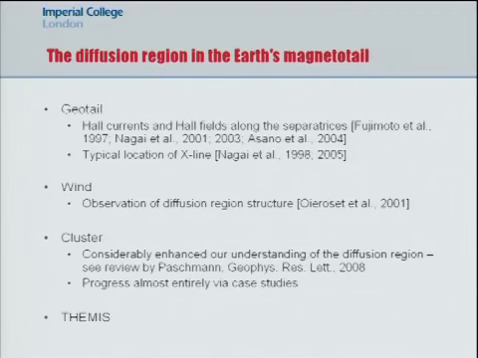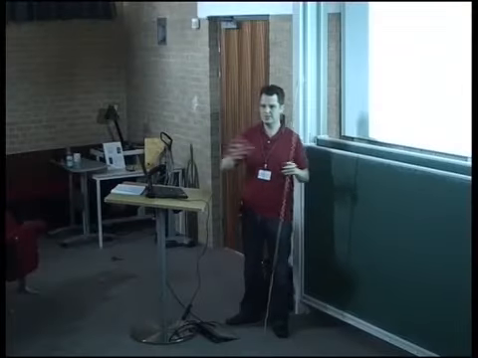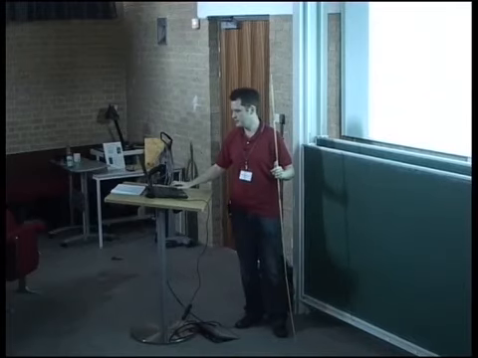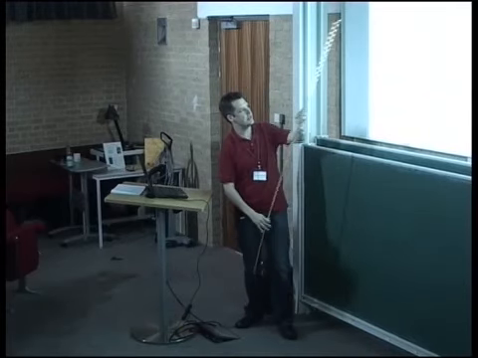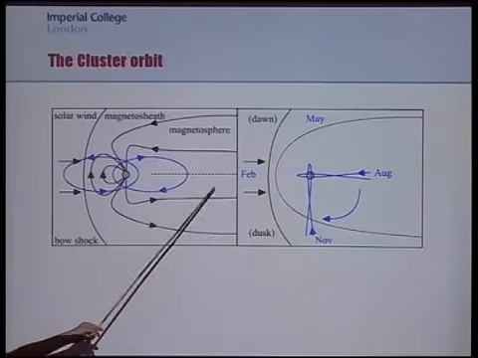The progress is almost entirely by case studies. The reason for that is because the diffusion region is small and the Earth's magnetotail is big, and if you encounter it, it's essentially a matter of chance. You're flying through this region. We know that reconnection occurs basically somewhere around here.